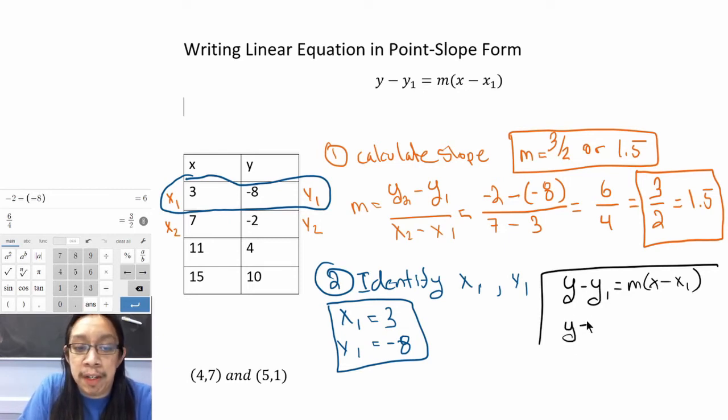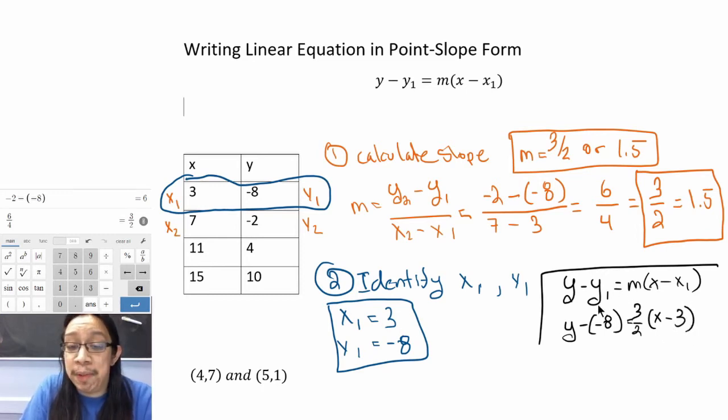So y minus, well, my y1, according to what we boxed earlier, is going to be -8. So I'm going to go ahead and put parentheses, -8, equals my slope. Well, we did that in step 1. That's going to be 3 over 2. Parentheses, x minus x1, which in this case is going to be 3.